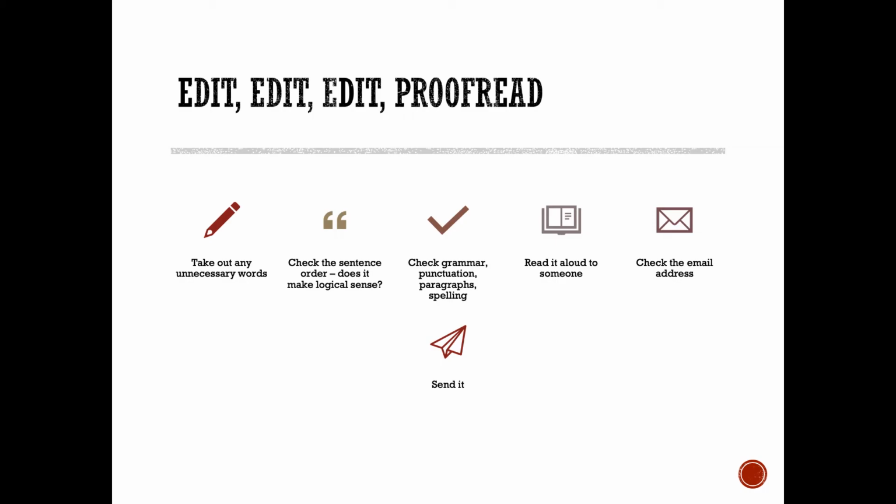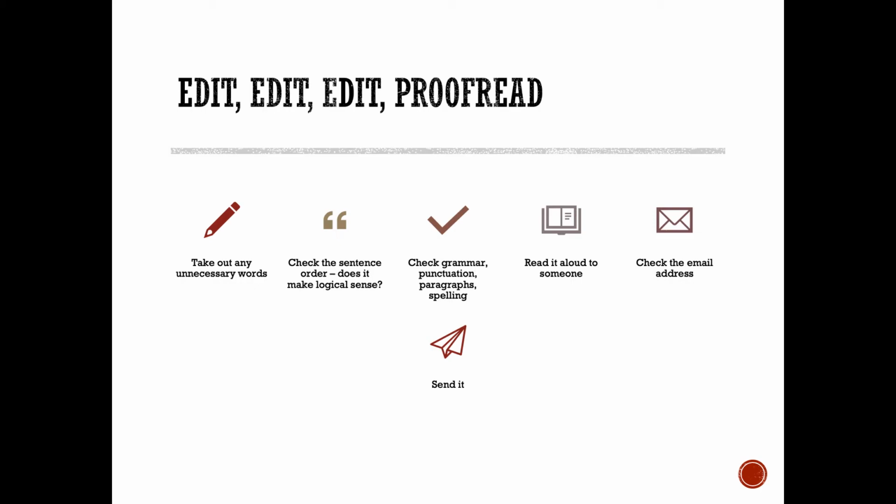When you've managed to get your pitch down to 300 words or less, ideally less, you need to edit. Take out unnecessary words. The Hemingway app is quite useful for that, but you need to keep on editing, editing, and editing. Check the sentence order. Does it make logical sense? Check the grammar, the punctuation, the paragraphs, the spelling.